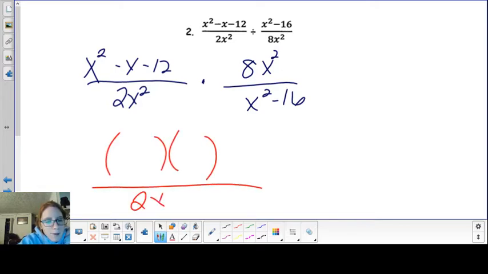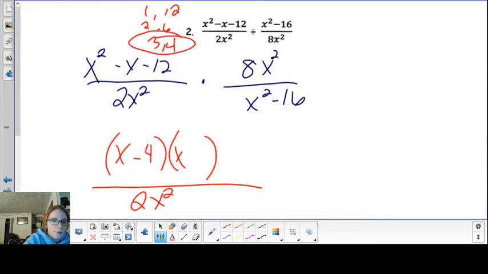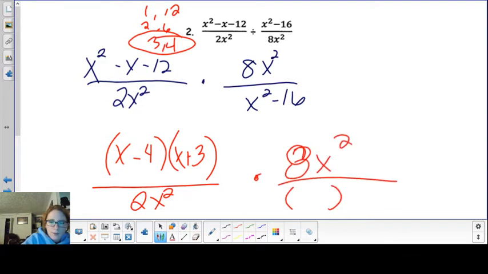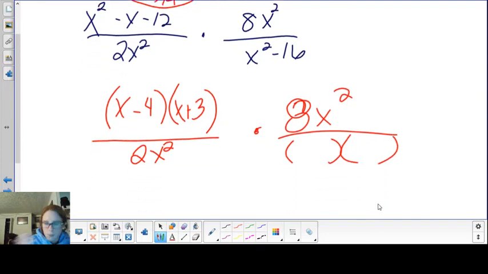On the bottom, I don't have any other terms, so he's just going to say 2x squared. So x and x multiplied to x squared, multiplies to negative 12, adds to negative 1. We got what? 12. We got 2 and 6. We got 3 and 4. Which of those pairs are going to give me a negative 1? That guy. So I want a negative 4 plus 3. Again, my 8x squared is not really going to factor. There's nothing going on with it. He's up there all by himself.